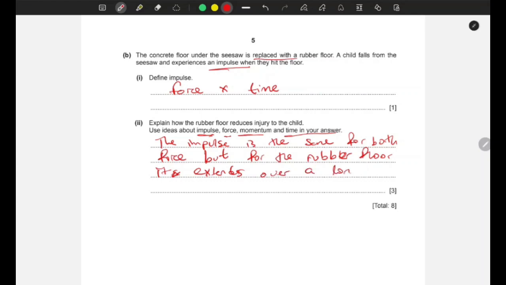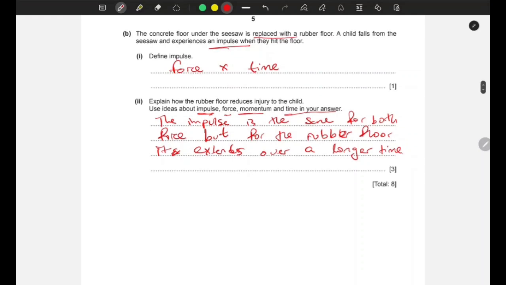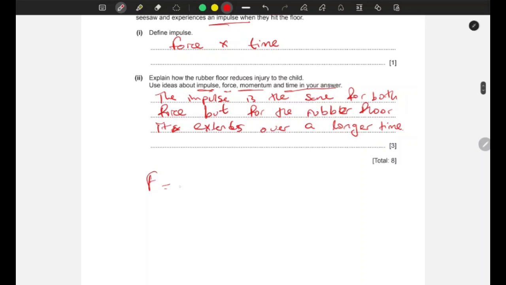Over a longer time. So we know that force equals the change in momentum over time. So since force is changing momentum over time and the time is larger for the rubber floor, if the time increases, the force decreases. So that means there is less force on the child. That's the answer.